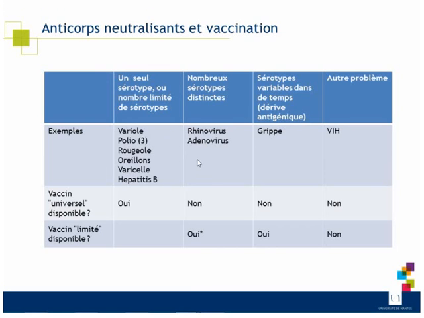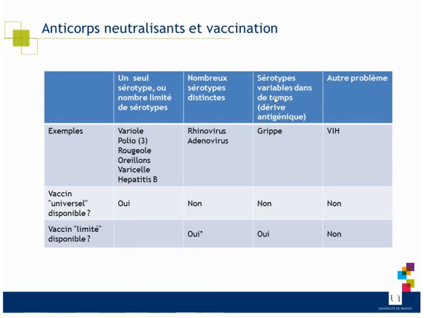One that works is the papillomavirus HPV vaccine. There are a lot of different HPV serotypes, but there are only 2 very high-risk HPV serotypes for cervical cancer. So you can vaccinate successfully against particular serotypes.